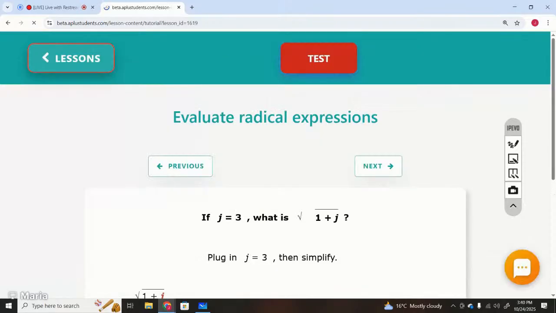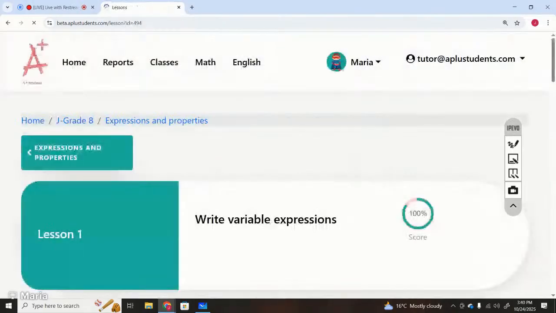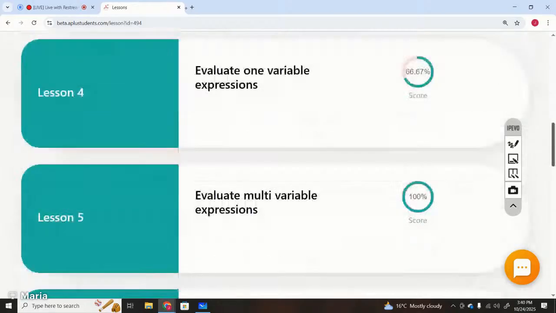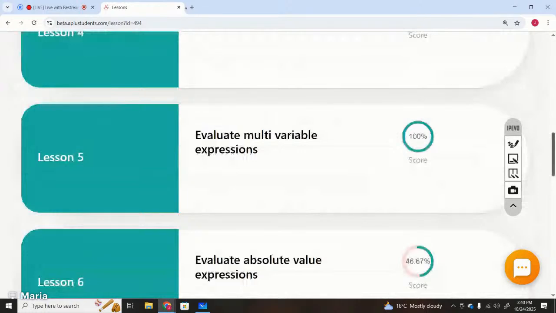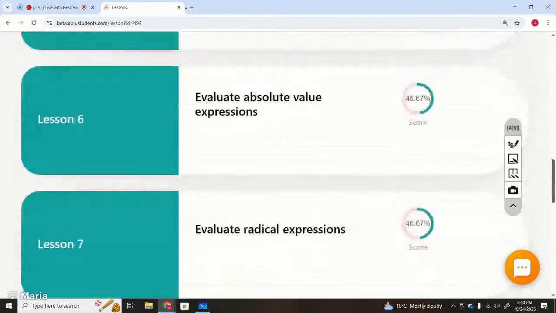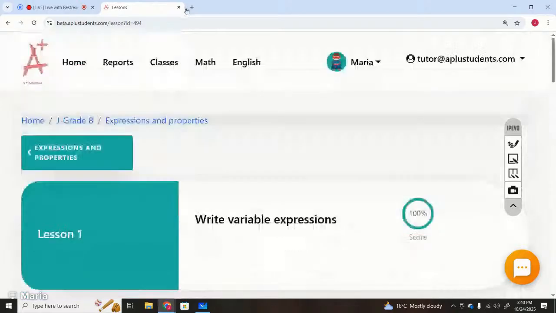by yourself later today. So the chapter we were working on is expressions and properties. The lessons we have covered today are evaluate value, absolute values, and evaluate radical expressions. For the next session, you can complete all the practice questions for the lessons. That is your homework until next session.